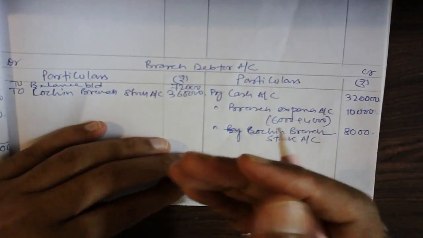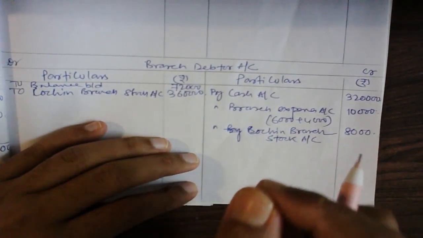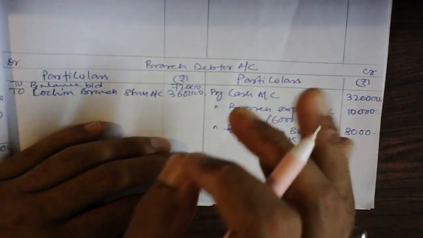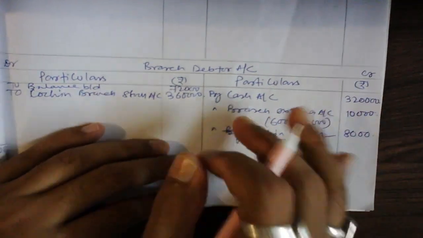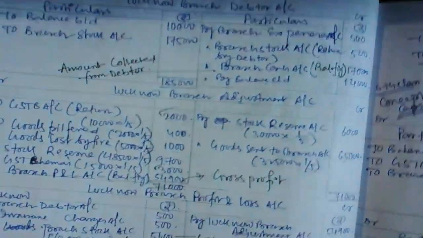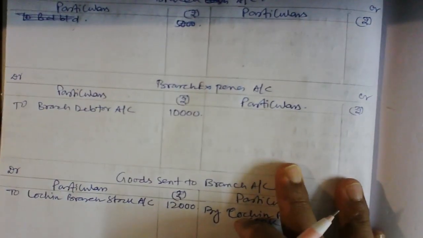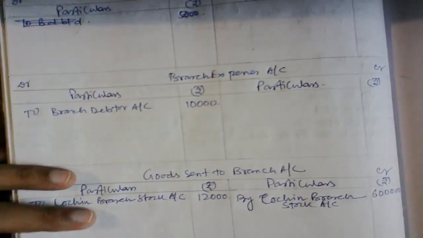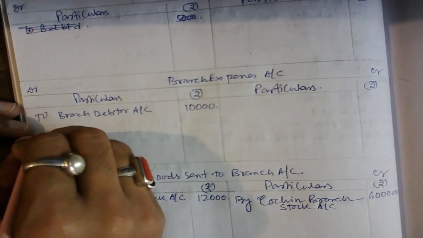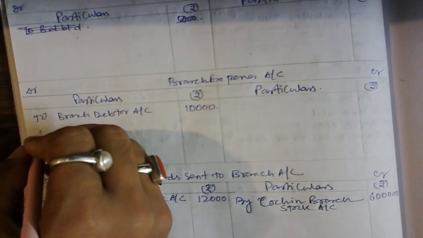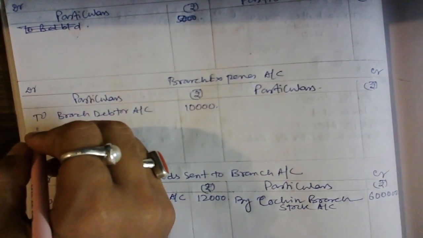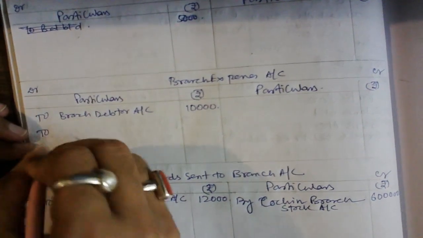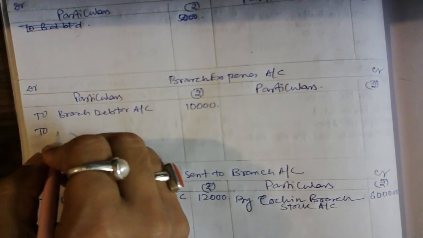Sir, after this we have rent, rates and taxes at branch 80,000. Any amount with respect to rent, rates, salaries, wages, office expense will go to the branch expense directly. Perfect. So it is incurred in the branch actually. So you can write here please.